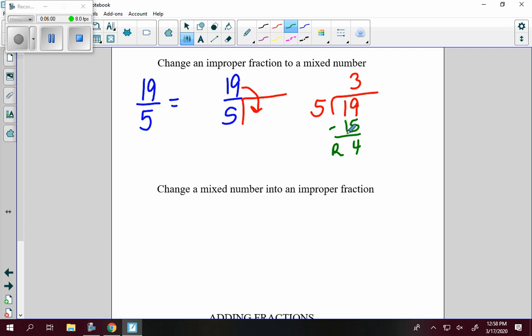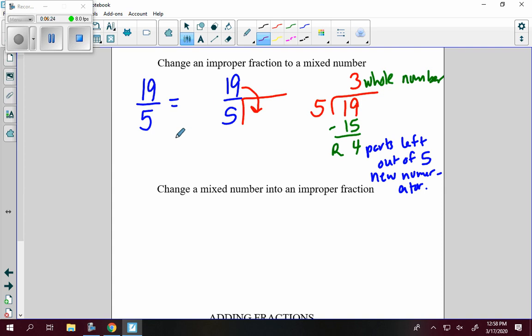And my remainder is 4. So 3 whole times, so that's the whole number. 4 is the parts left out of 5, and that's your new numerator. I do this all the time. We're going to keep going. So then my final answer would be 3 whole numbers, 4 is the remainder, and 5. Keep the 5 as the bottom part.